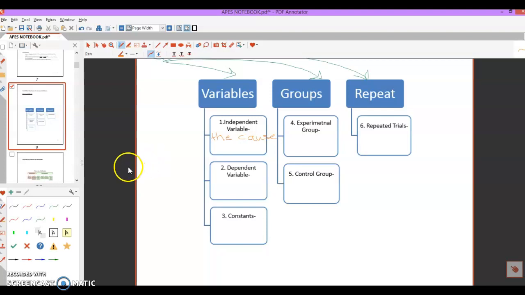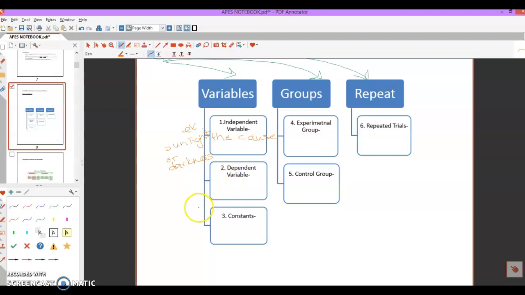So we can write over here to the side, example, sunlight or darkness. Okay? So the sunlight or the absence of sunlight is the cause in plant growth.